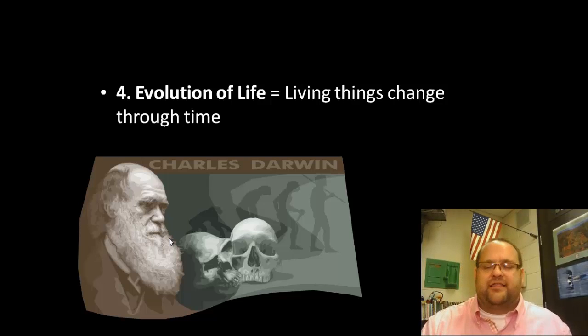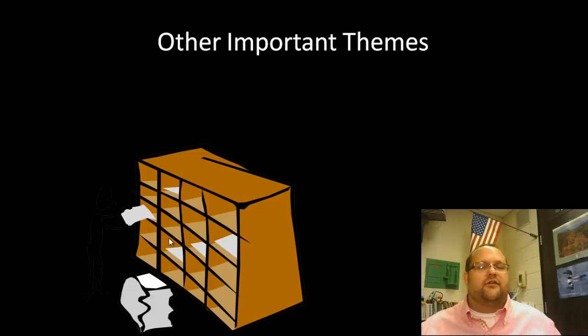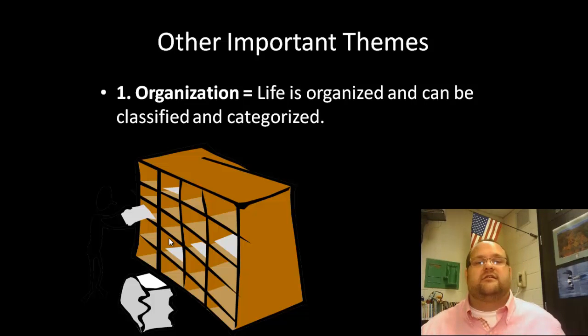A couple other big things I want to touch on here, so other important themes, is the idea of organization. Life is organized. We can categorize it. We can place things into categories. We can organize things based upon what organisms are most closely related. So life is able to be organized and categorized and understood, and there's a general organization to life.